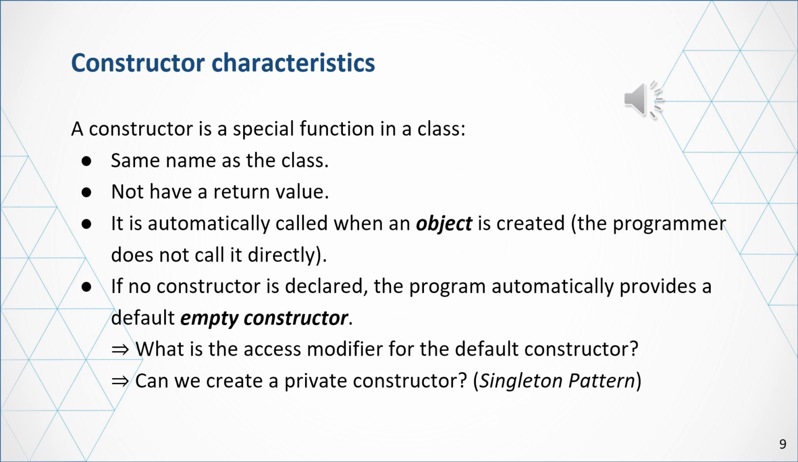The most important thing about a constructor is that it's called automatically whenever we create a new object of that class. We, as programmers, don't call it directly, the system does it for us. Now, if you don't explicitly define a constructor in your class, the system helpfully provides a default, empty constructor. But what's its access modifier? Well, that default constructor is typically public.